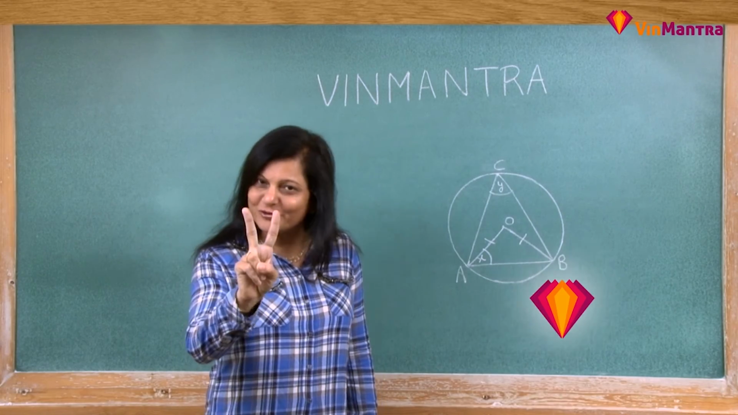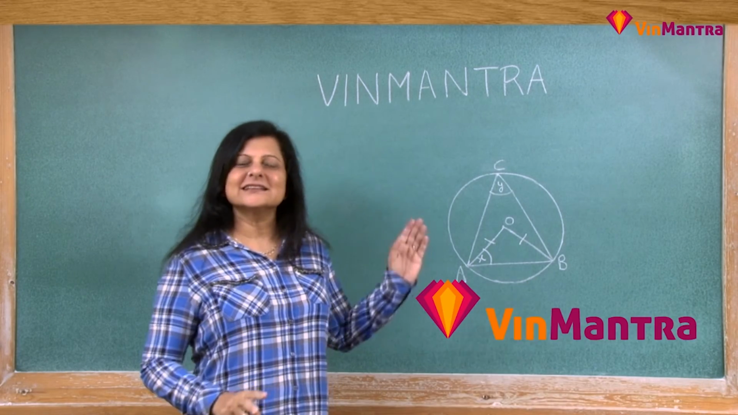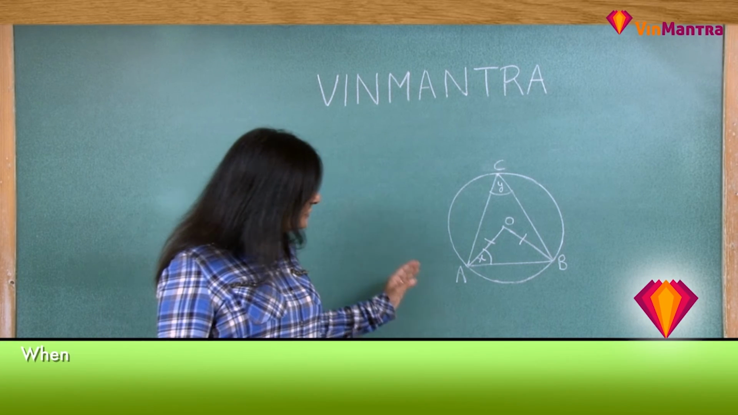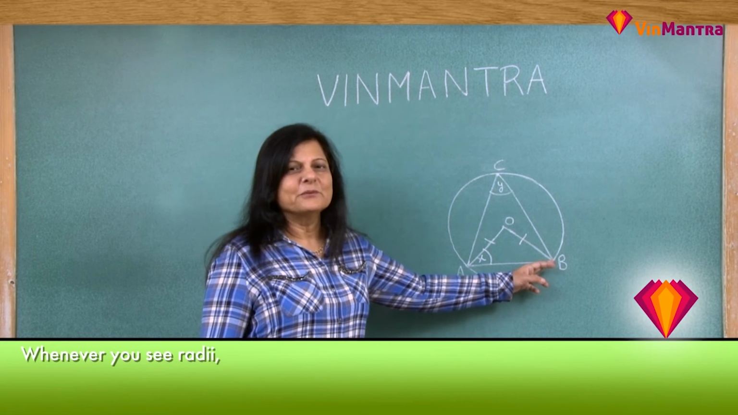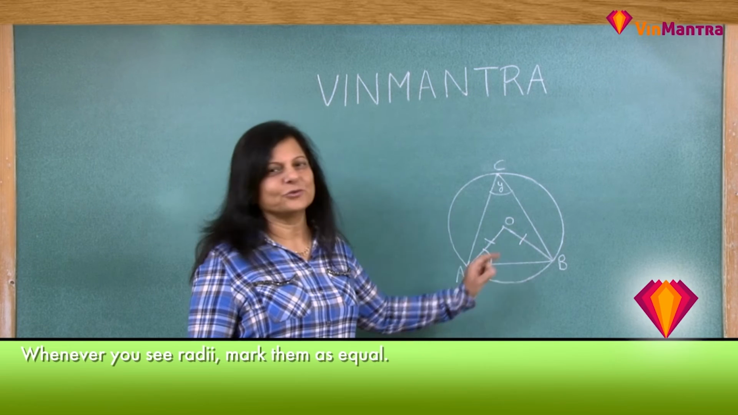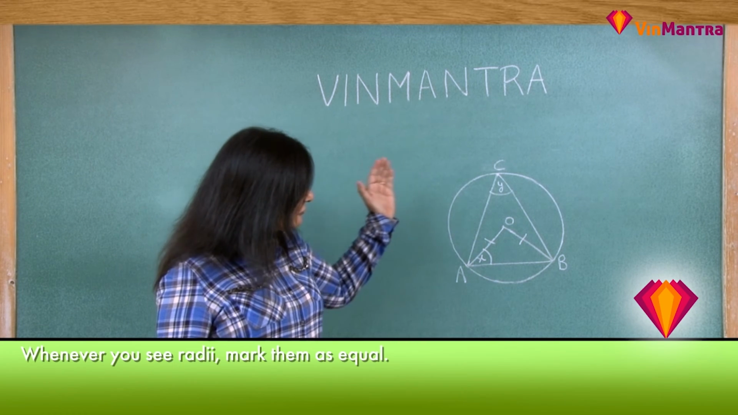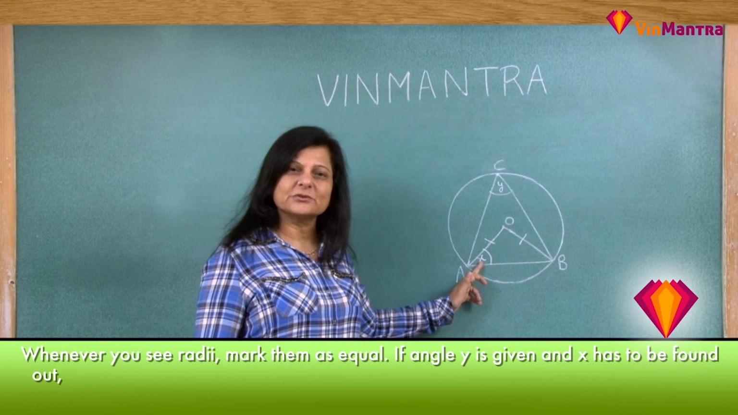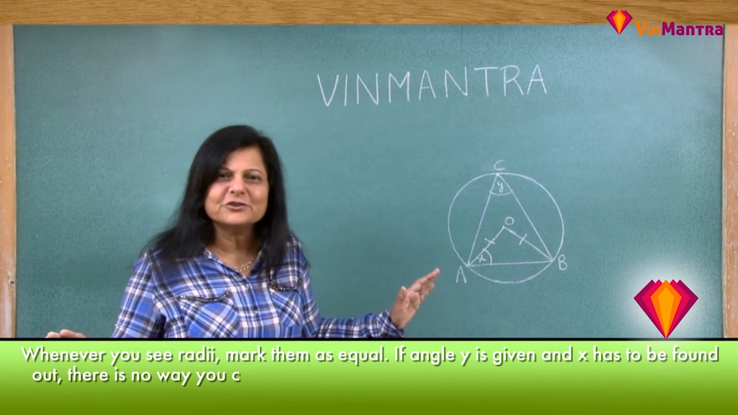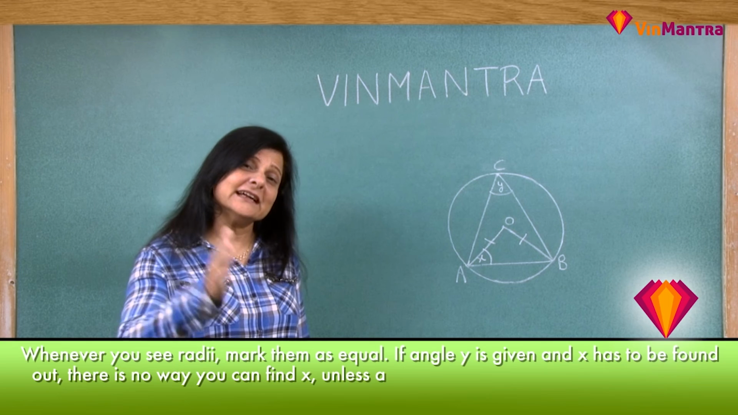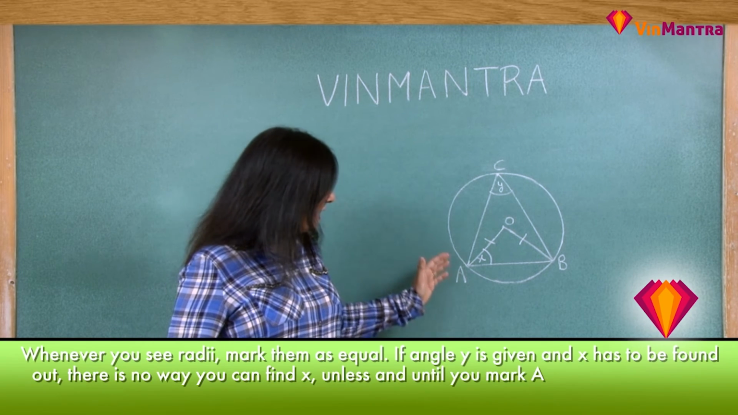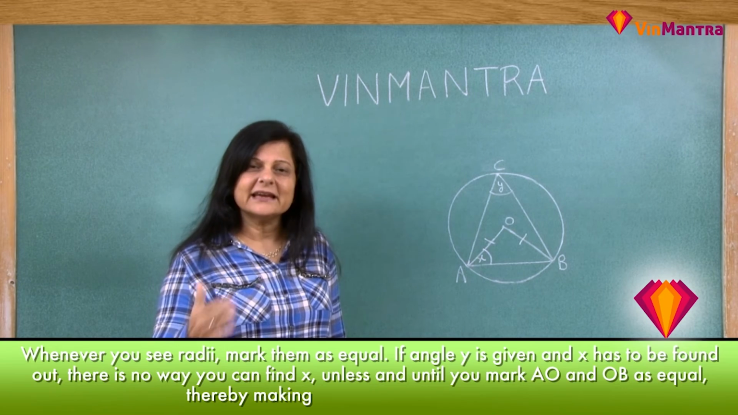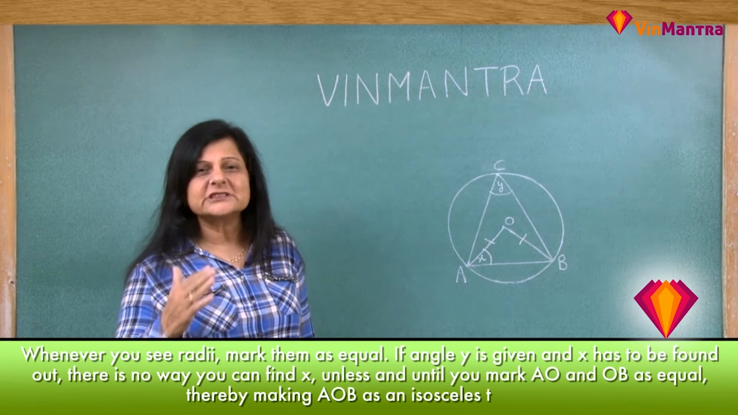I have two Venn mantras to offer in circle theorem chapter. The first one, whenever you see radii, mark them as equal. If y is given and x has to be found out, there is no way you can find it unless and until you mark AO and OB as equal, thereby making AOB as an isosceles triangle.